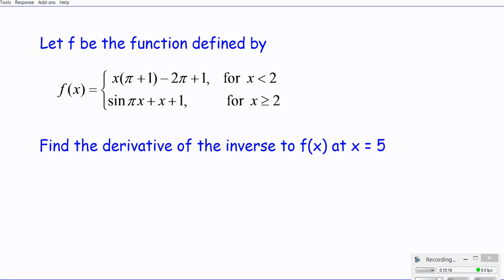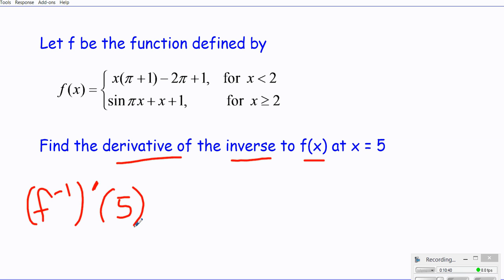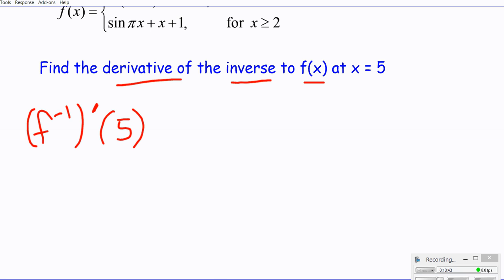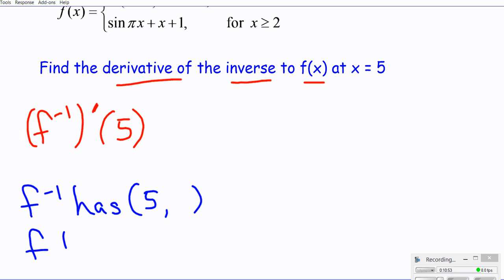For this, you'll want your calculator, so if you don't have that handy, just pause and come back with your calculator. But the question itself asks us to find the derivative of the inverse to f at 5. So I read this as understanding I want f inverse's derivative at 5. And I want to make sure that I understand that what this implies, among other things, is that f inverse has an ordered pair of 5 comma something, which means function f, as f inverse's inverse, has a 5 as a y coordinate.